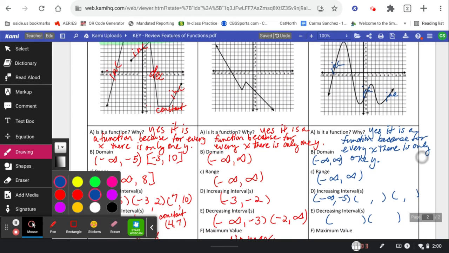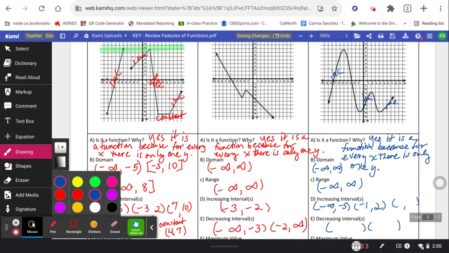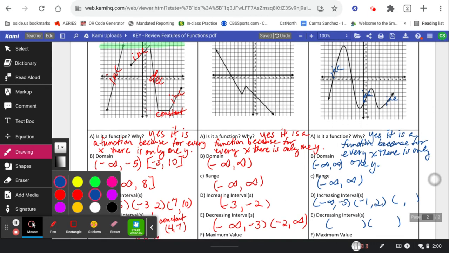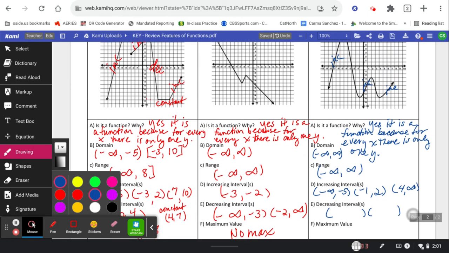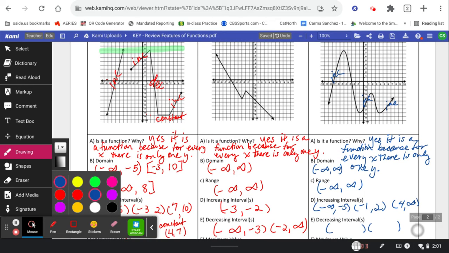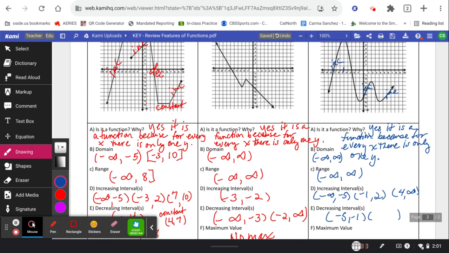This one goes from -1 to 2. And the last one, next one is decreasing from -5 to -1. And then from 2 to 4.